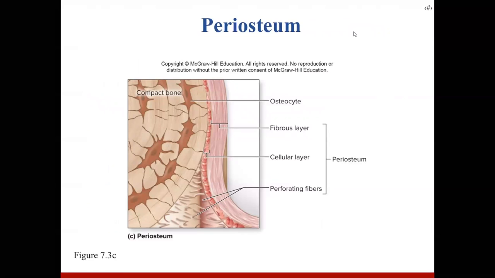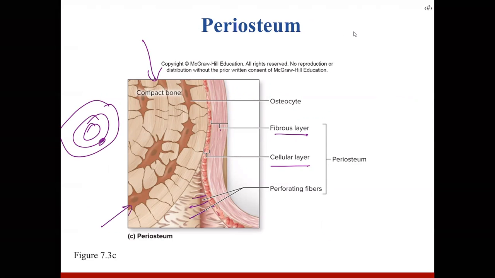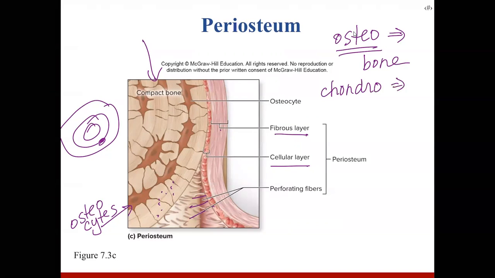Okay, so there's a picture of periosteum. There's a fibrous outer layer. There's a layer that has cells, and then there are perforating fibers that are going to attach to the hard part of the bone. Remember the slide that looks like the tree trunk? It's got the bone cells. So these are bone cells, and those are actually what we call osteocytes. And then here's the compact bone. And then there's a layer outside of that. Now you might not know, anytime you see osteo, you're going to think bone. Anytime you see chondro, you're going to think cartilage.